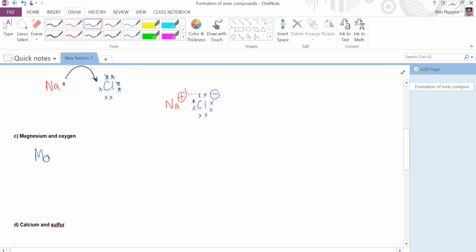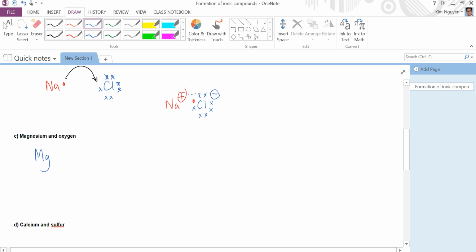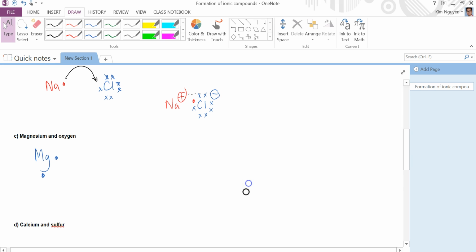if we look on the periodic table for Mg, magnesium is in group 2. As a group 2 element, it will have 2 electrons in its outermost shell. So I'm going to draw those. 1, 2. Oxygen is in group 16, just over here. Now group 16 elements have 6 electrons in their outermost shell. Oxygen, 1, 2, 3, 4, 5, 6.